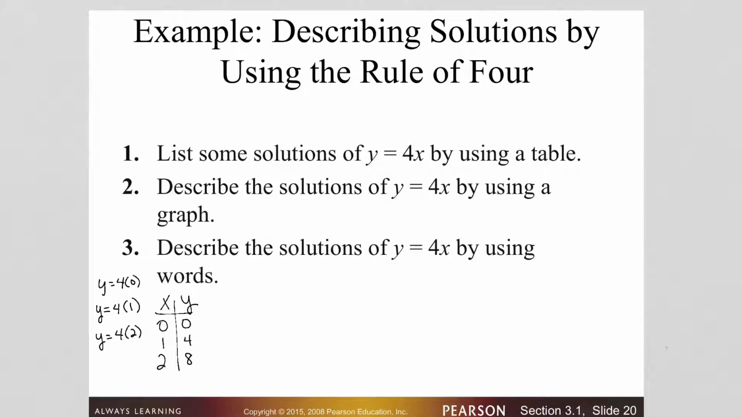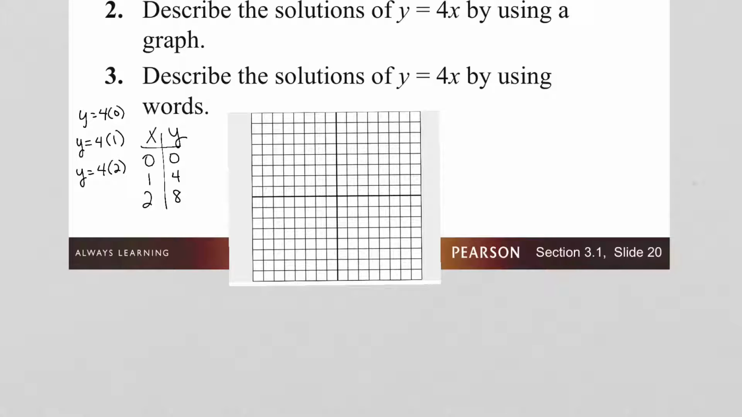Now I want to describe the solutions by using a graph. So let me get a graph here. Okay, so now let's graph this. (0, 0) is right here in the middle. Let me make that a little bit bigger. Okay, (0, 0) is right here. (1, 4), right 1, up 4, is right here. (2, 8) is up here on the edge.